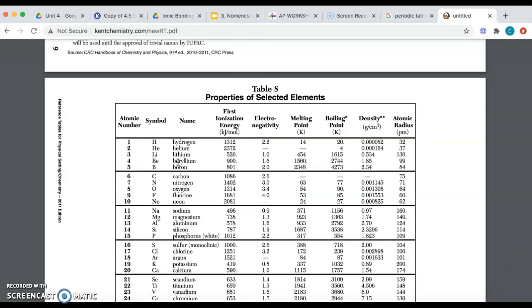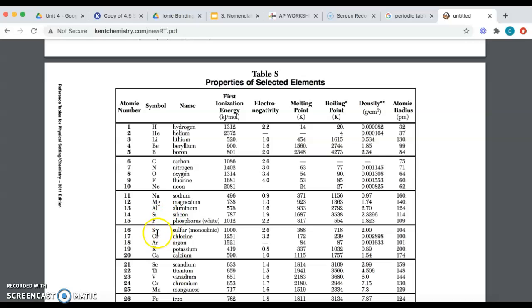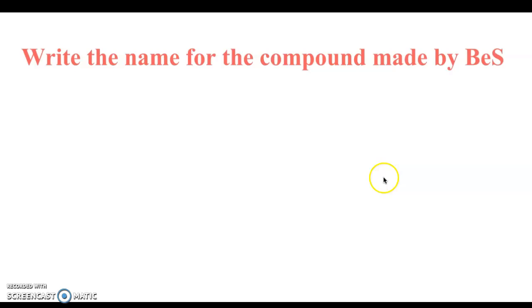That's the first thing you're going to write down. We head down, we find S, which is sulfur. Sulfur is our anion. For our anion, we're going to have to drop the ending and add -IDE. So in this case, we're going to drop that -UR and add -IDE, meaning that the name of this compound, BeS, is beryllium sulfide. Again, for our cation, nothing has changed. For sulfur, we drop the -UR and add -IDE to the ending.